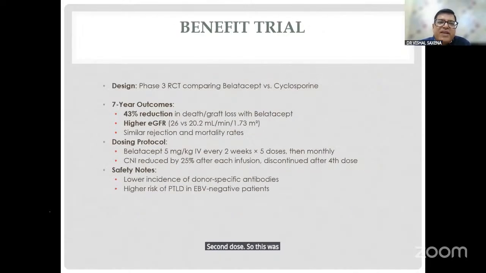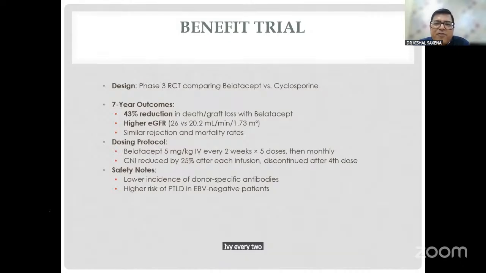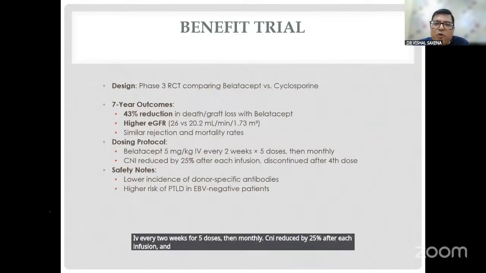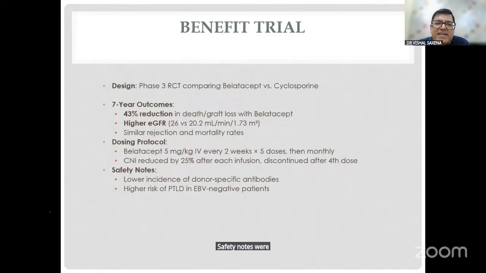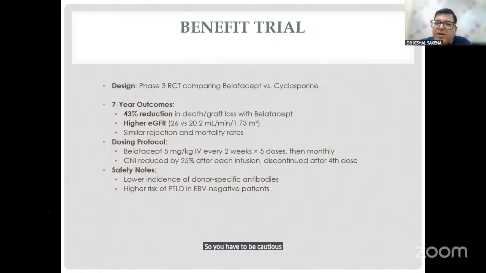So this was a phase 3 randomized controlled trial of belatacept versus cyclosporin. 7-year outcome: 43% reduction in death or graft loss with belatacept. Higher eGFR, 26 versus 20.2 ml per minute. Similar rejection and mortality rates. Dosing protocol was belatacept 5 milligram per kg IV every 2 weeks for 5 doses, then monthly. CNI reduced by 25% after each infusion and discontinued after 4 doses. Safety notes were lower incidence of donor-specific antibodies, but higher risk of PTLD in EBV negative patients. So you have to be cautious in EBV negative recipients. Belatacept has to be used with caution.